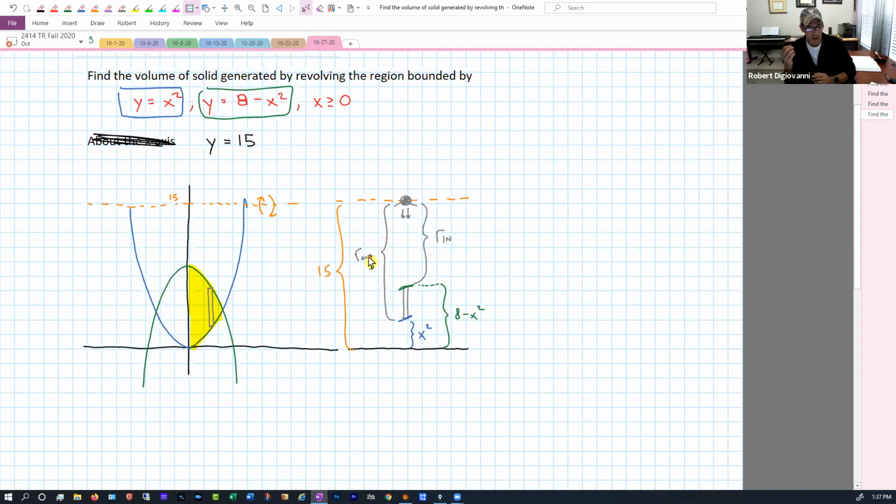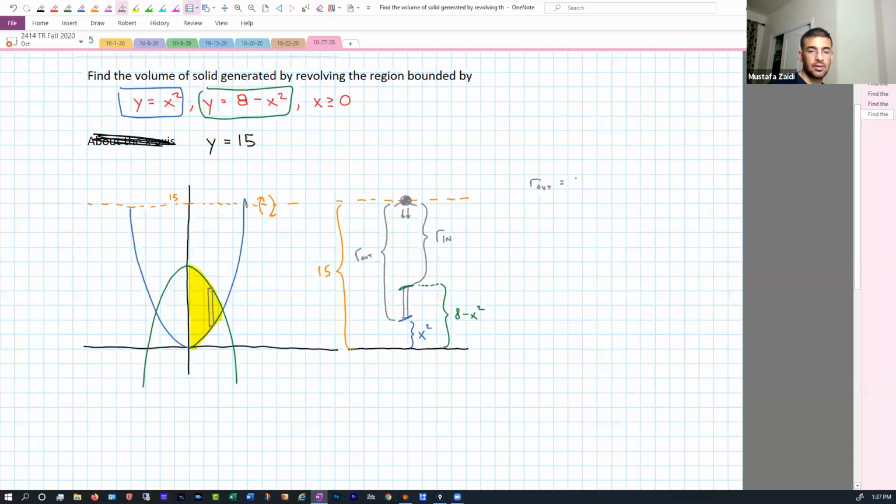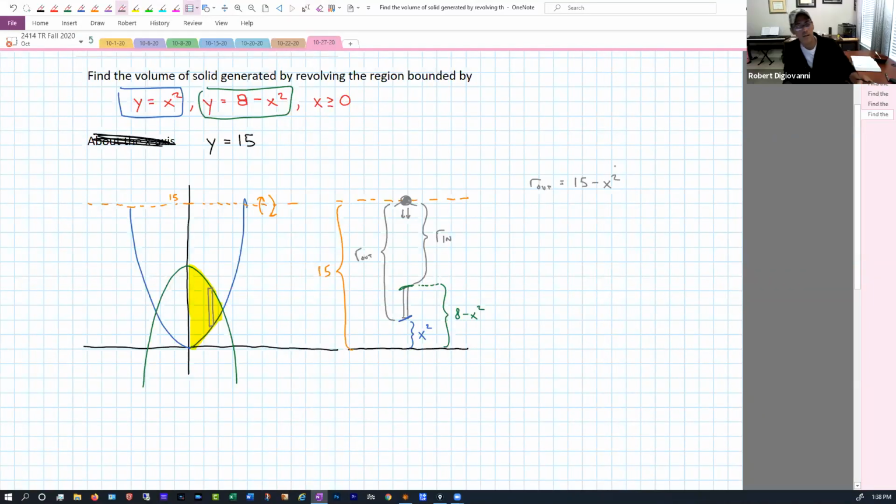So what is that mathematical computation that you have to do to figure out what R out is? You subtract. 15 minus x squared. That's what gives you the outer radius. So it's not 15 plus x squared, right? It's 15 take away the x squared.